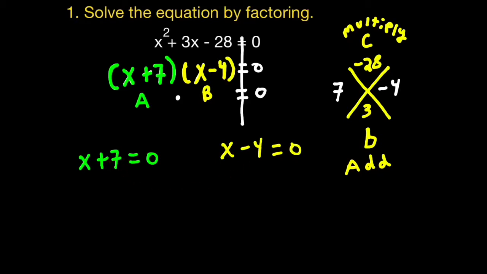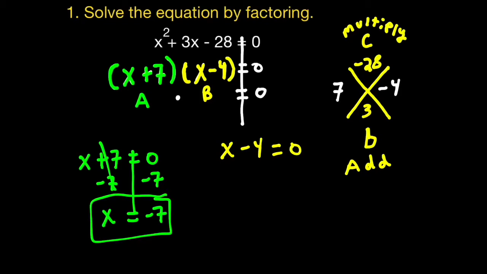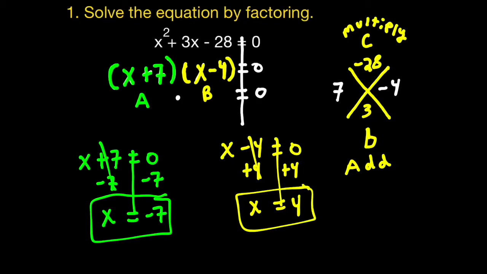I'll begin with green. To isolate x, all I have to do is subtract 7 from both sides of this equation, and I get that x is equal to 0 minus 7, negative 7. For yellow, to isolate x, I need to add 4 on both sides, and 0 plus 4 is going to give me positive 4. My solutions are negative 7 and positive 4.